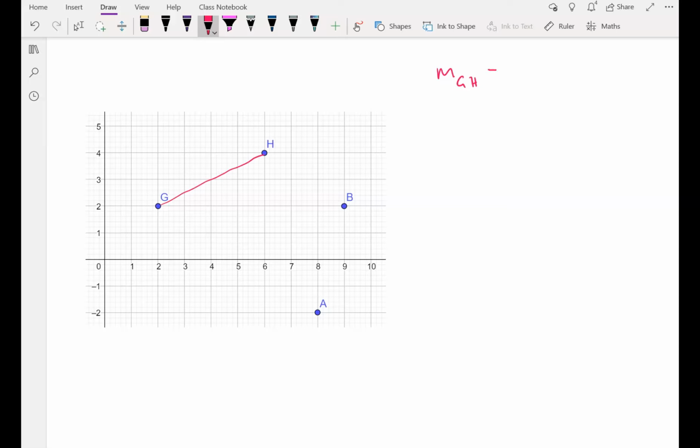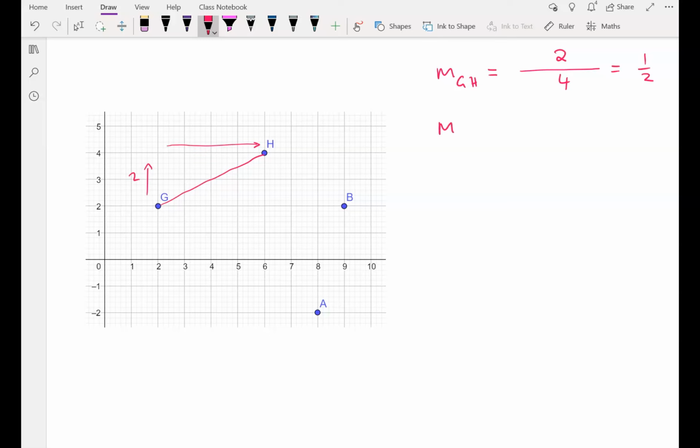So M with a subscript GH is going to be rise over run. My rise is a rise of 2. The run going across there is a run of 1, 2, 3, 4. So it's going to be 2 over 4, which simplifies to 1 over 2.